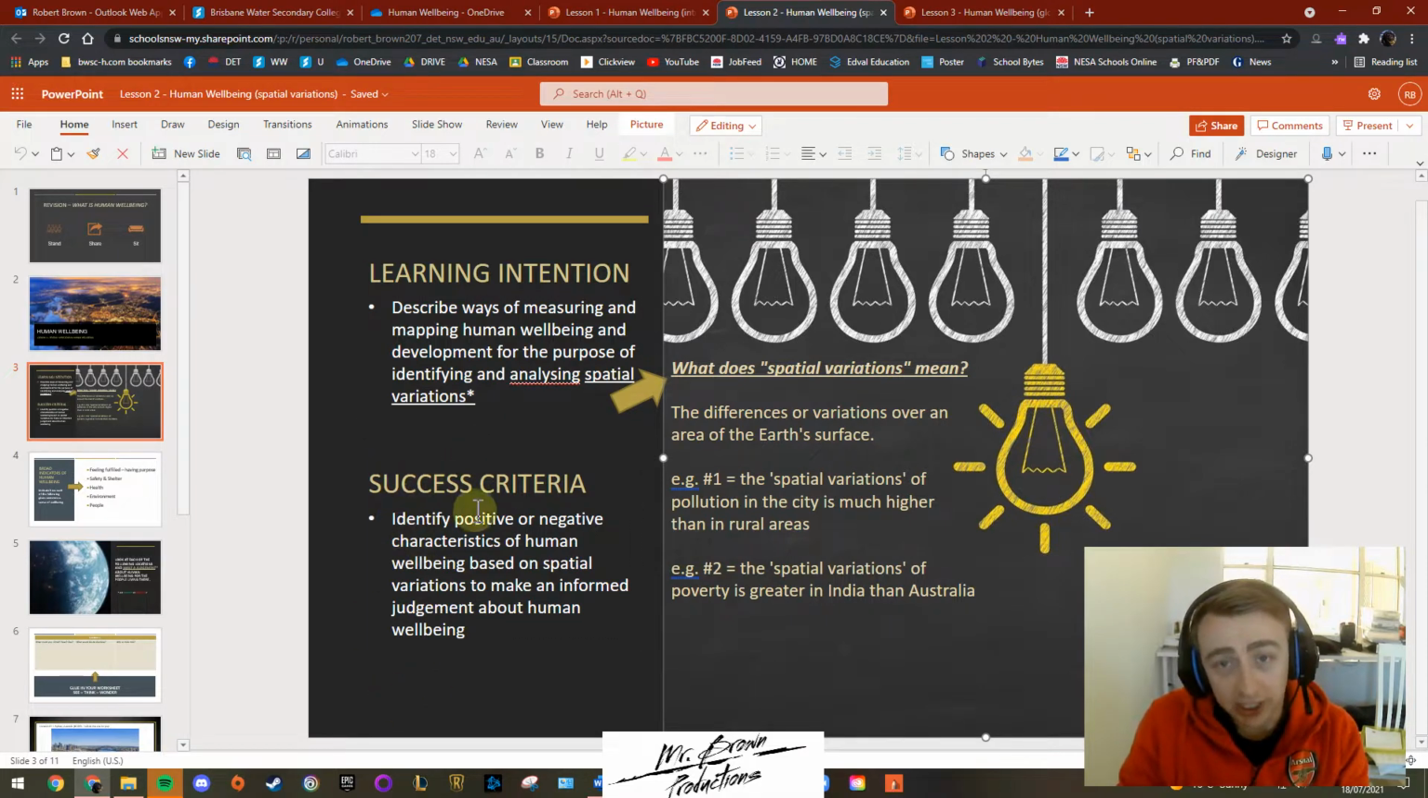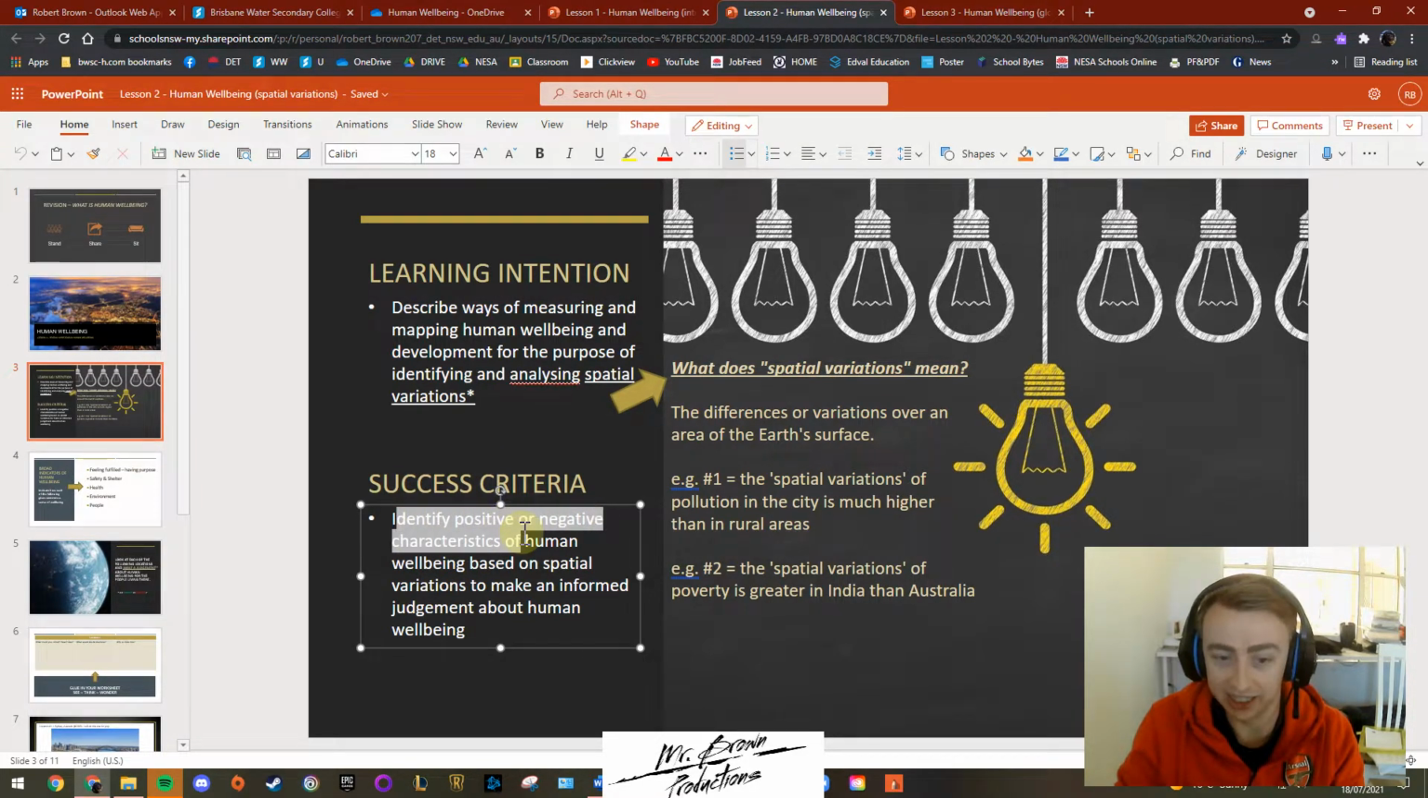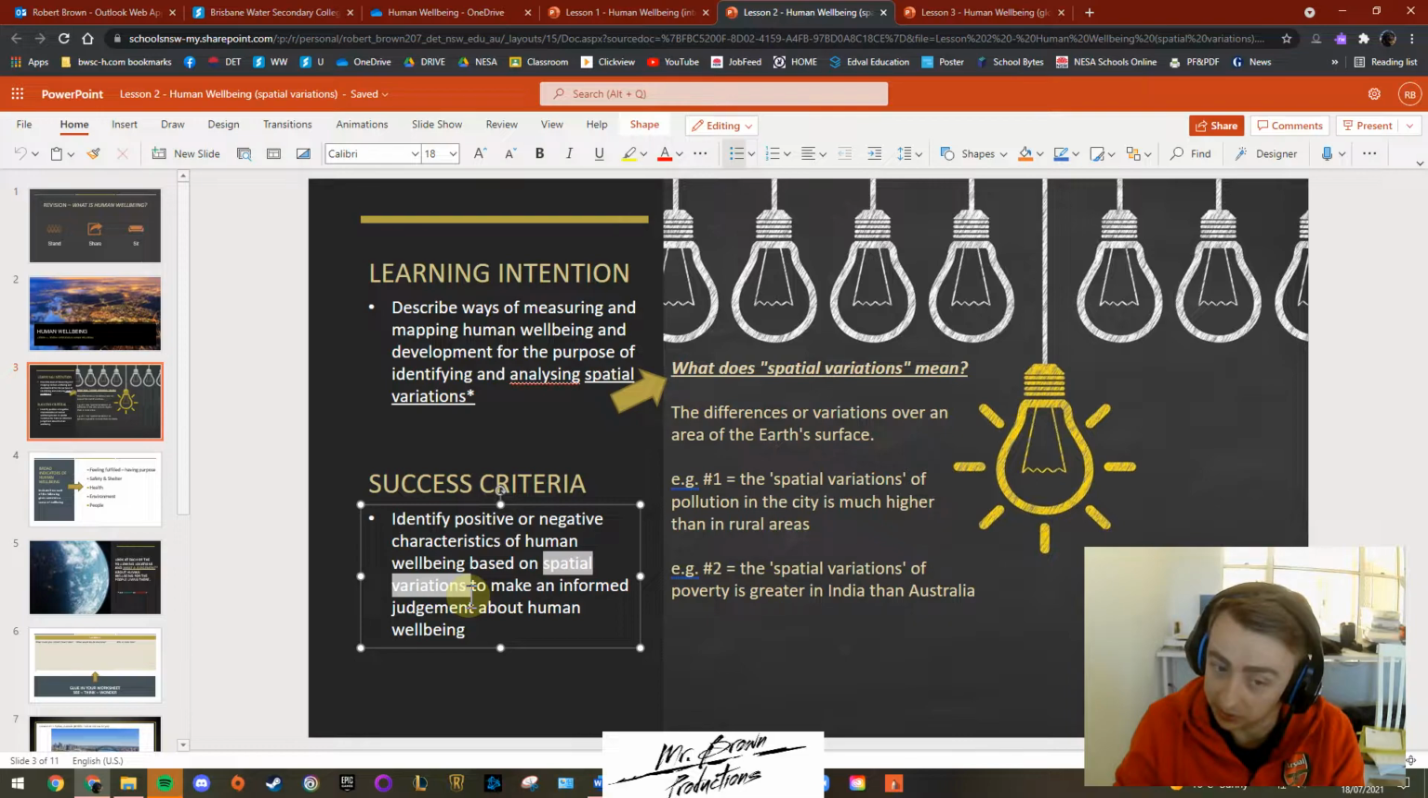The second thing we're going to look at is our success criteria. So what we're going to do to be able to understand and analyse spatial variations is that we're going to identify positive and negative characteristics of human well-being, and we're going to compare it on different locations. So we're going to refer to it based on spatial variations.